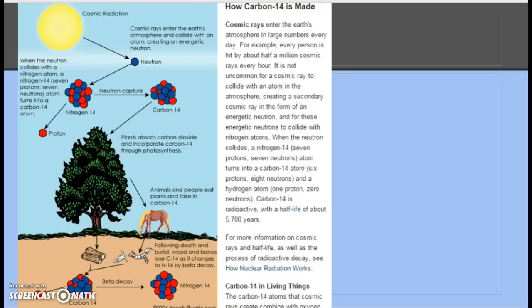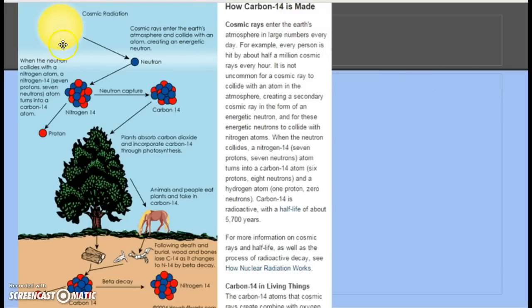So carbon-14. Normally we have carbon-12. If you look at the periodic table, the mass of carbon is 12.01. So that tells us that almost all the carbon atoms have a mass of 12, but some of them are a little heavier. In fact, some of them are carbon-14. They have 2 extra neutrons.